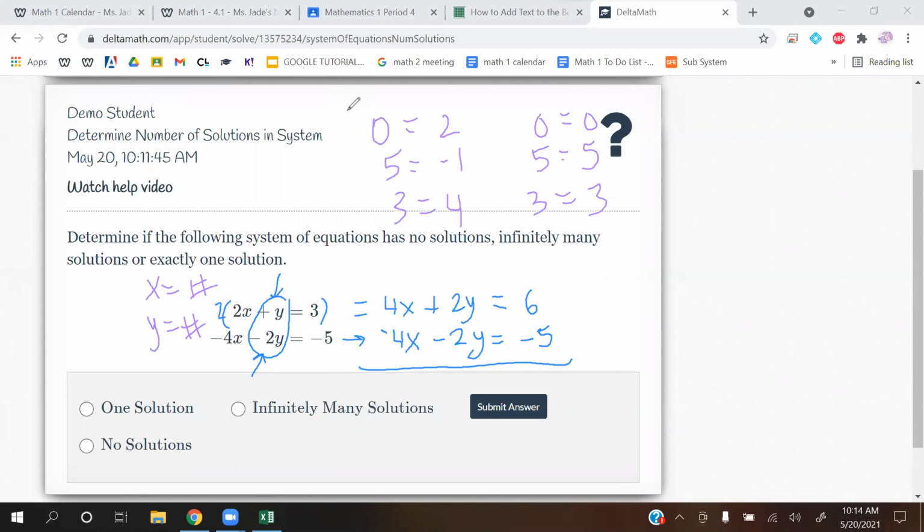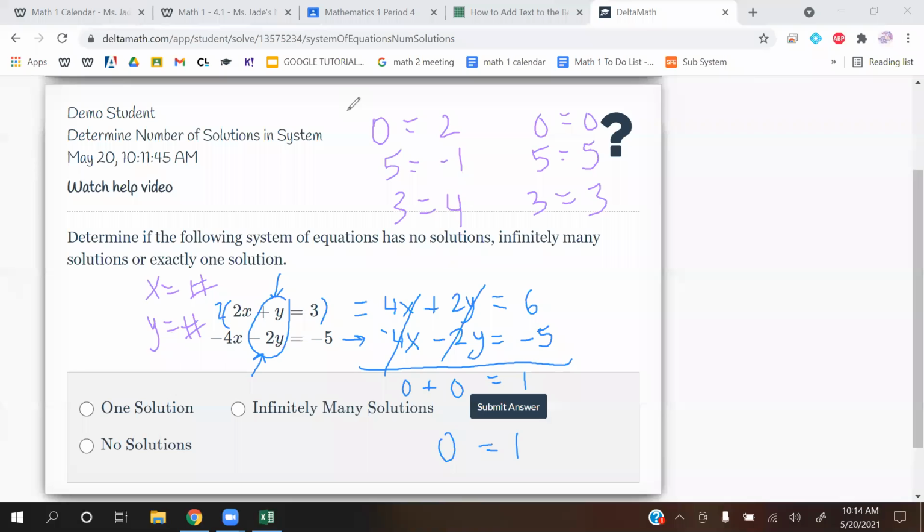Okay, so now I'm going to add these together. So 4x minus 4x. Oh, that cancels. So that's a 0. 2y minus 2y. Okay, that also canceled. That was my intention. I wanted my y's to cancel. So I got 0 plus 0 is equal to 6 minus 5. That's going to be 1. So in conclusion, we got 0 on the left side equals 1 on the right side.